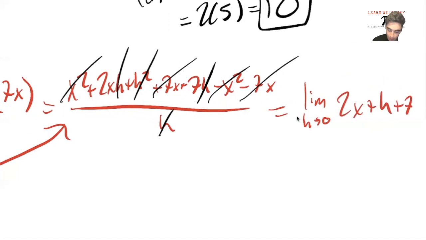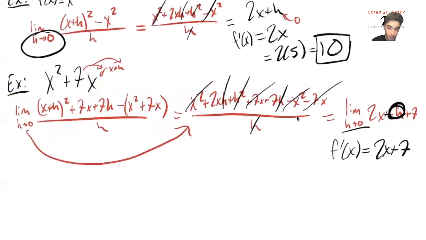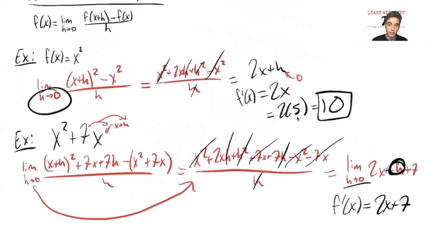And of course, because the limit is like that, this turns into a plus 0. And then it's just f prime of x equals 2x plus 7. That is the derivative of this function right here. Okay, so this looks really disgusting, and it's just not fun to do.